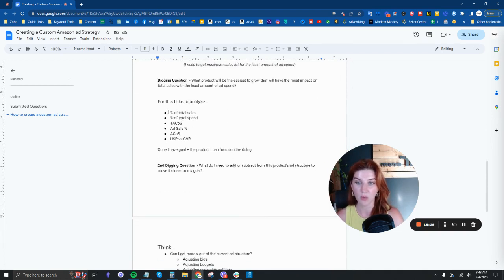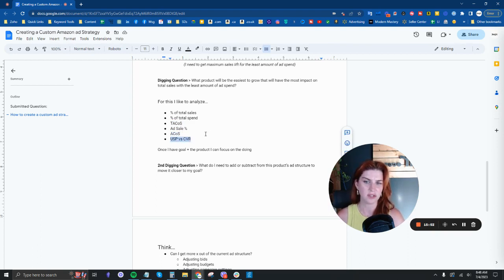All right. And then once I get a gauge of which products are going to have the most impact on change, then I look at the performance of them. So I look at total ACoS, I look at ad sale percentage. Ad sale percentage is the percentage of the total sales that are attributed to ads. So you take ad sales, divided by total sales. And then I like to look at the ACoS for, again, the ad profitability.